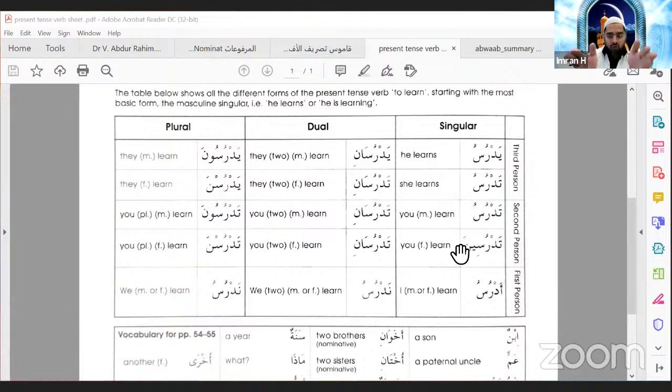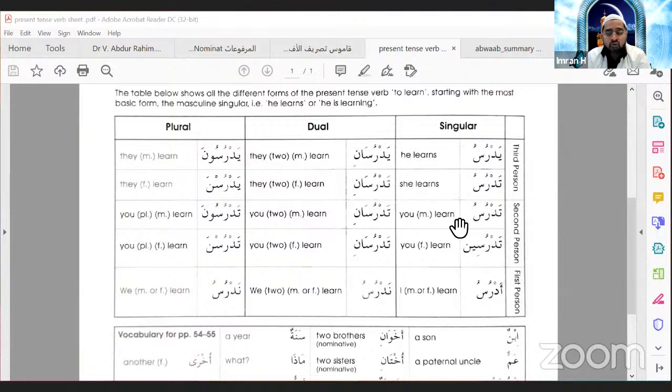forms are for you, meaning the person you're talking to directly. So number 1, all of these 6 have a ta in the beginning. So tadrusu, you learn, 1 masculine. She learns, 1 female, is tadrusu, and you, 1 male, learn tadrusu. The forms are exactly the same. She learns and you learn, tadrusu, are exactly the same forms. You can only tell from the context whether it's referring to she or to you, 1 masculine.